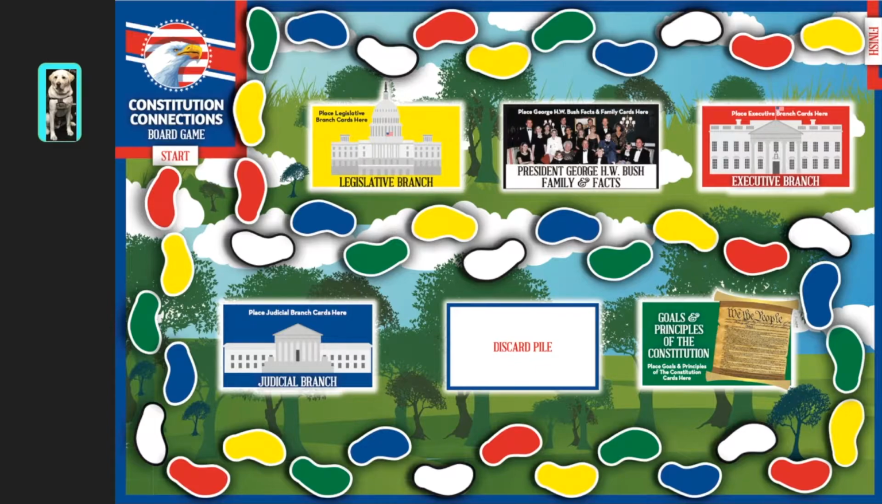So what's going to happen is this. We're going to roll a die together, and then we're going to move along the game board, okay? And depending on what color footprint we land on, we are going to draw the appropriate card and answer the question, okay? Let's do this. It looks like we have rolled a 3. So let's go ahead. 1, 2, 3. Okay, so we are on the green footprint, which is Goals and principles of the Constitution.